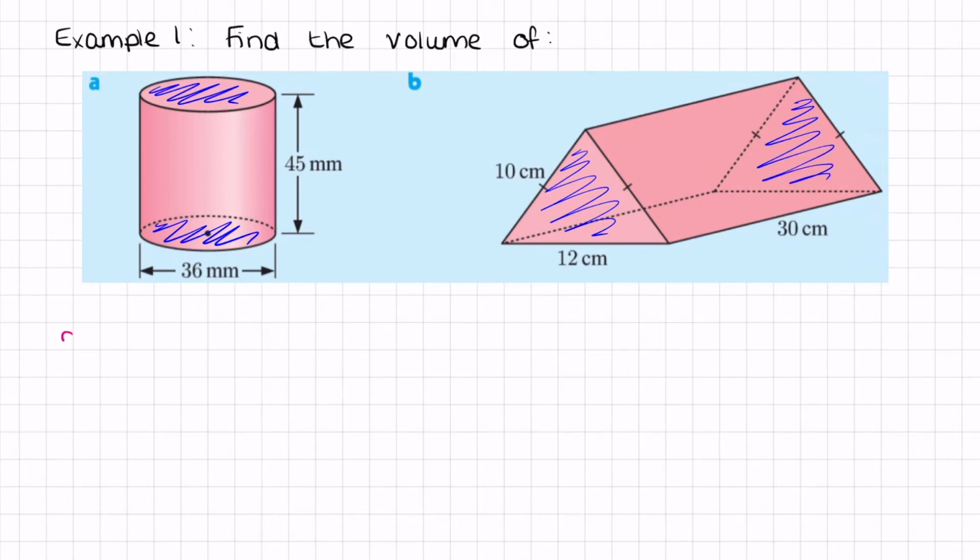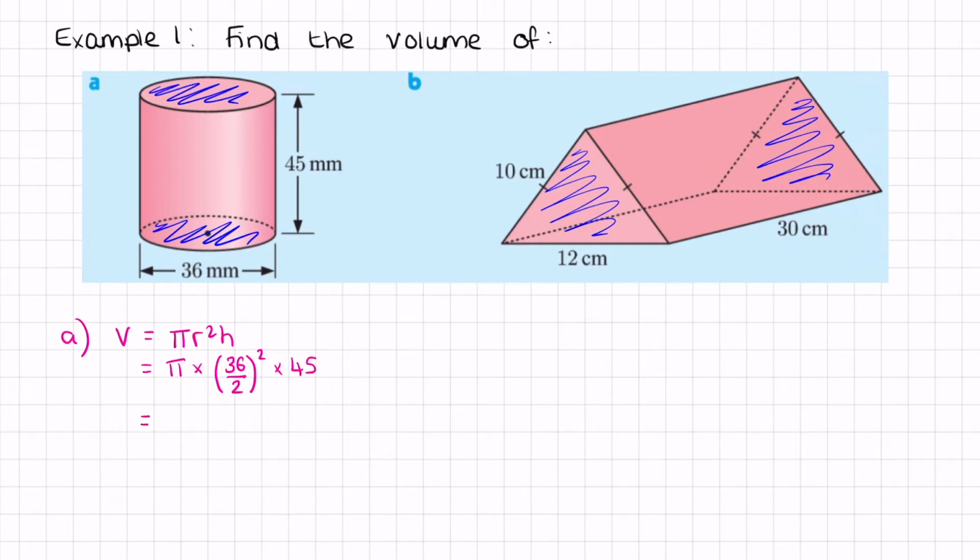So to work these out, the volume of this cylinder here, once again on your formula sheet, it does actually give you the volume of a cylinder. It's in the prior learning section, which is nice and easy for you. So it tells you it's pi r squared times by h. So we'll have pi times the radius squared. Now the radius is obviously half the diameter. In this question, it tells us the diameter is 36. So it's going to be 36 divided by 2 squared multiplied by the height, which is 45.